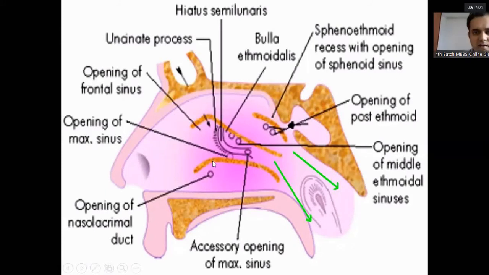This part is also called the osteomeatal complex. Whenever we need to operate on nasal patients, this area needs to be dealt with meticulously. And now here we have the superior meatus, where you can see the openings of the posterior ethmoidal air cells, and then the superior turbinate.